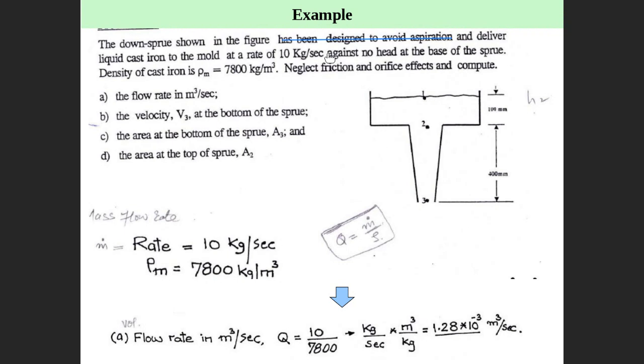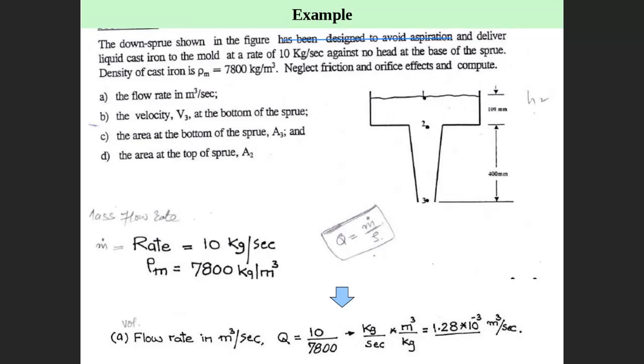I'm not going to tell you that. Anyway, the downsprue shown in the figure has been designed to avoid aspiration. What does that mean? P0 equals P1 equals P2 equals P, whatever: all pressures are atmospheric throughout, all the time. And it delivers liquid cast iron to the mold at a rate of 10 kilograms per second.